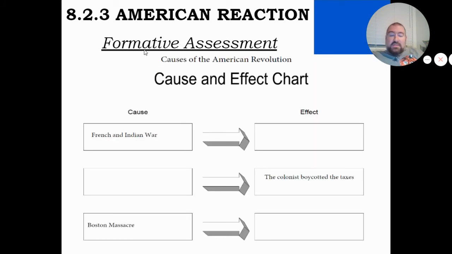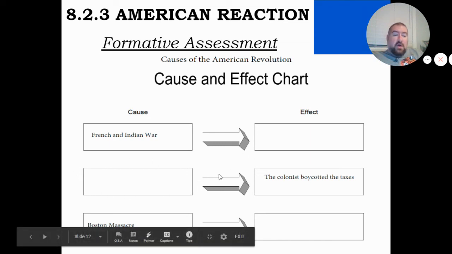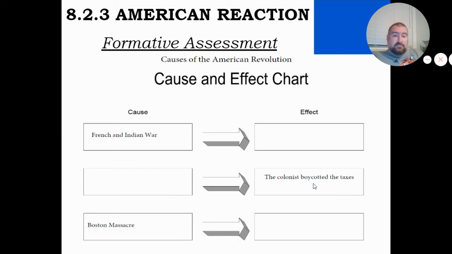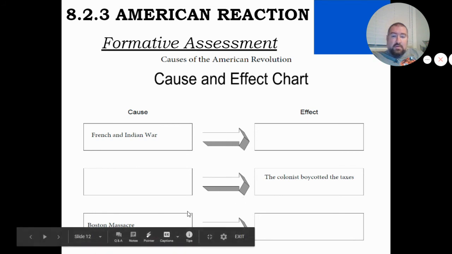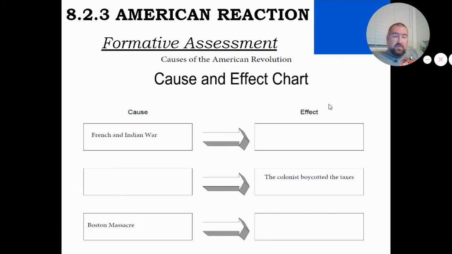At this point, I'd like you guys to go ahead and take care of this formative assessment. What we are looking at is cause and effect. So, the French and Indian War was the cause. What was the effect, the immediate effect of the French and Indian War? Something caused the colonists to boycott taxes. And then the Boston Massacre caused something else. So I'd like you guys to go ahead and fill that out. I'll take a look at that as soon as you've turned it in.